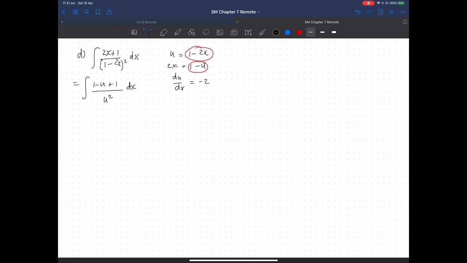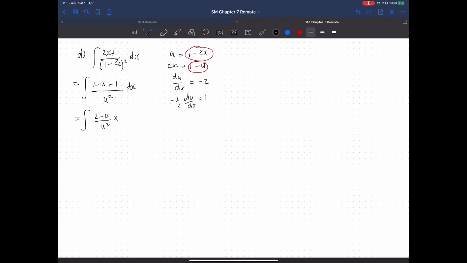Okay. At this point of time, we have du dx equals minus 2. So if I divide both sides by minus 2, what I get is minus 1/2 du dx is equal to 1. Looking at my integral, on the top line, I've got 1 minus u plus 1. That will come to 2 minus u. On the bottom line, I have u squared.